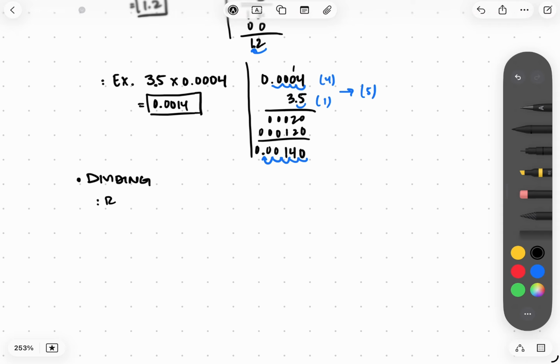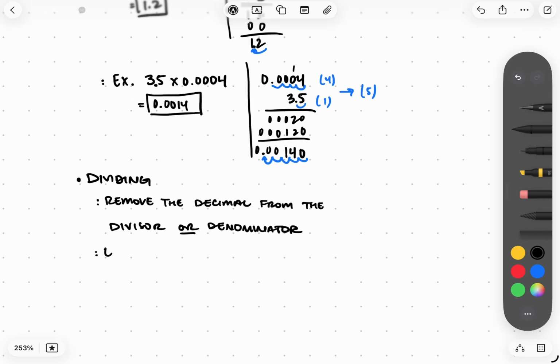So remove the decimal from the divisor, which is the dividing number, or denominator. That's another way to look at it. So let's do an example.